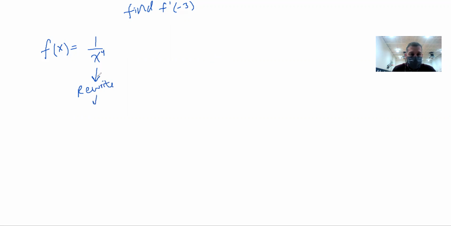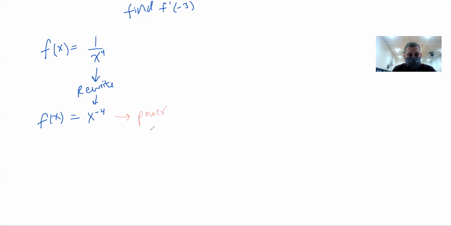Whenever I see it in the bottom of a fraction, I can really just rewrite it as x to the -4th. Remember that relationship, right? If it is a negative exponent, I can put it in the bottom of a fraction, and vice versa. So this is me rewriting it. I haven't even taken the derivative yet. I've just rewritten. And now I can use the power rule.